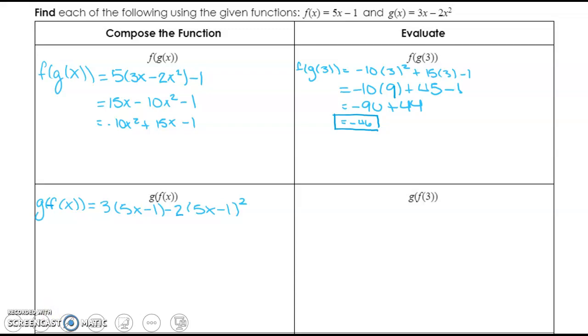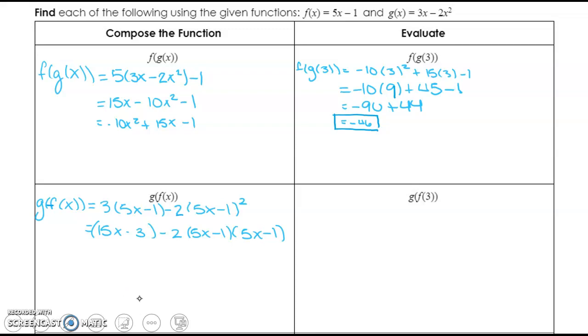So we can use the distributive property to multiply in that 3, but we don't want to distribute in that negative 2 yet. So if we use distributive property for 3 times 5x minus 1, we will get 15x minus 3. And I just expanded out 5x minus 1 squared. And it's still being multiplied by negative 2, so don't forget that as well.